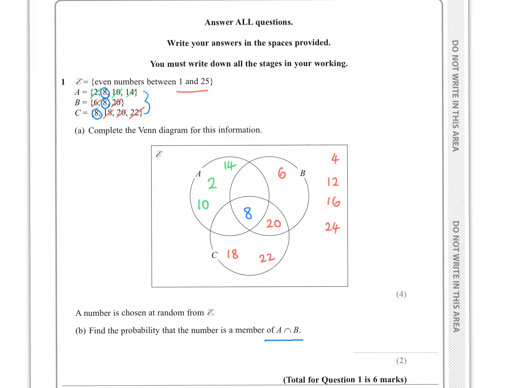All we've got to do now is say a random number is chosen from the universal set. Find the probability that the number is a member of A intersect B. Well, the only number where they overlap, there's only going to be one in there as far as I can see, and that's the 8. So that's one number only out of how many numbers altogether? Well, let's have a look. 1, 2, 3, 4, 5, 6, 7, 8, 9, 10, 11, 12. So the probability is 1/12.